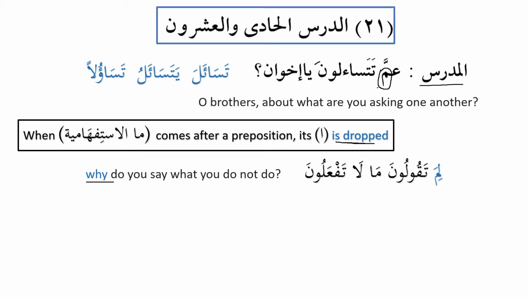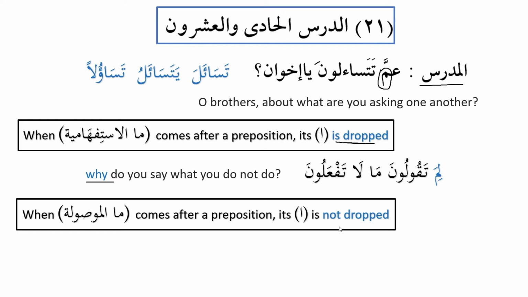We have some other examples in the Quran. فَلْيَنظُرِ الْإِنسَانُ مِمَّا خُلِقَ. And similarly, لِمَا تَقُولُونَ مَا لَا تَفْعَلُونَ. So when it comes after the preposition, its alif is dropped. However, when ma al-mawsula comes after a preposition, its alif is not dropped. Its alif is not dropped.